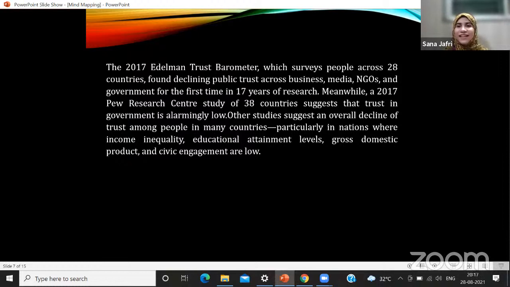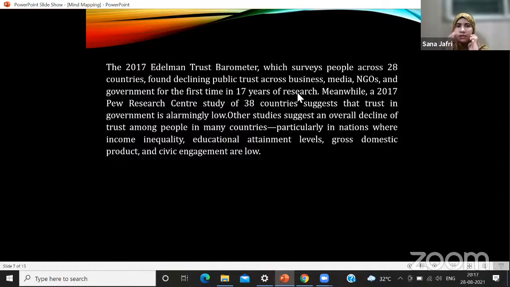Okay, sorry. Fine. So coming to this, see what this passage says. The 2017 Edelman Trust Barometer. I don't focus much on names. They're such big names. You don't have to kind of register them in your mind. Okay. This blah, blah, blah, blah, whatever. With surveys, people across 28 countries found declining public trust across business, media, NGOs, and government for the first time in 17 years of research.